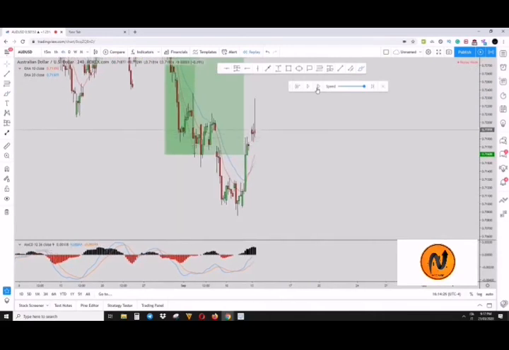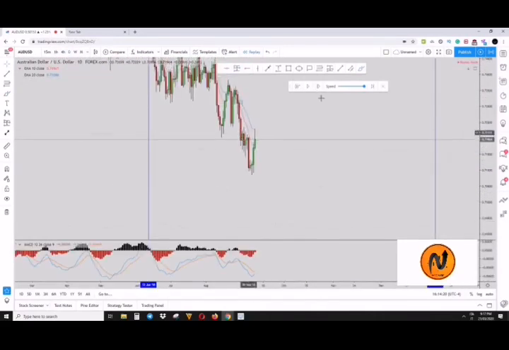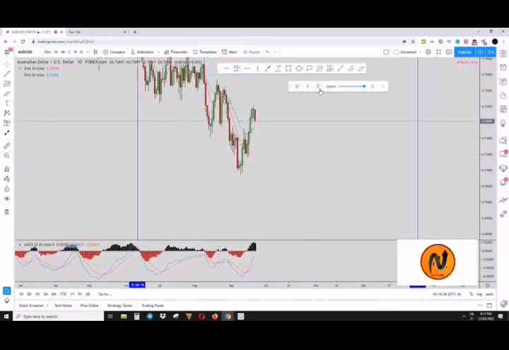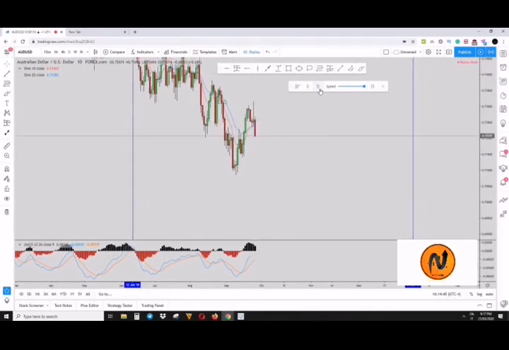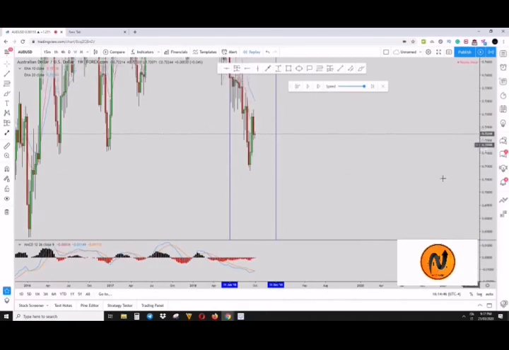Let's see if we get a valid entry. Okay, so obviously immediately we don't have that possibility anymore. The market went back above the area, and we now have a nice move to the upside. Let's see what kind of situation we have at the moment. So let's check the weekly time frame. Okay, what do we have?